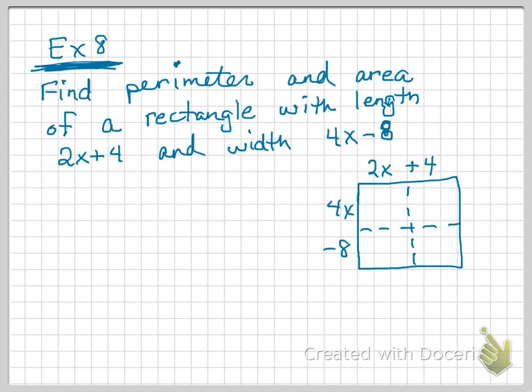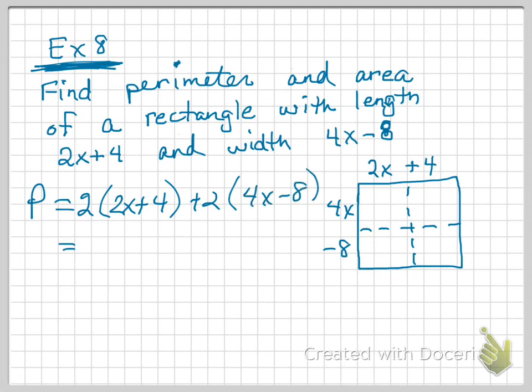Alright, our last example says find the perimeter and area of the rectangle with length 2x plus 4 and width 4x minus 8. I have that picture drawn for you here. I have a rectangle with one side being 2x plus 4 and the other side being 4x minus 8. We're supposed to find perimeter and area. Remember, perimeter is just all the sides added up. I have 2 of the 2x plus 4s and 2 of the 4x minus 8s. So you could say I've got 2 sets of 2x plus 4 plus 2 sets of 4x minus 8.